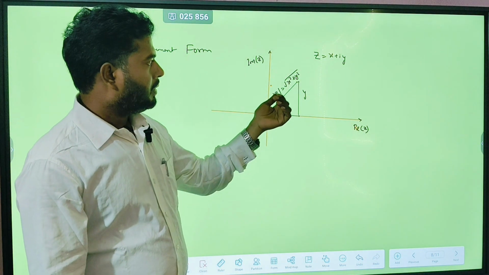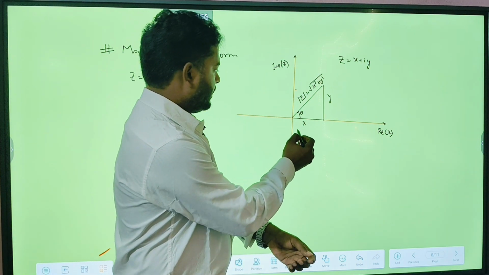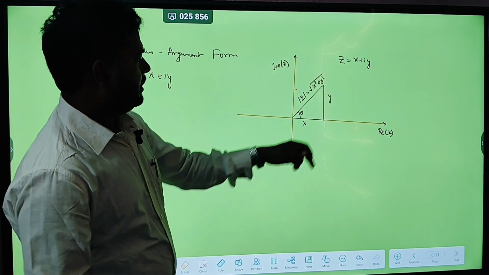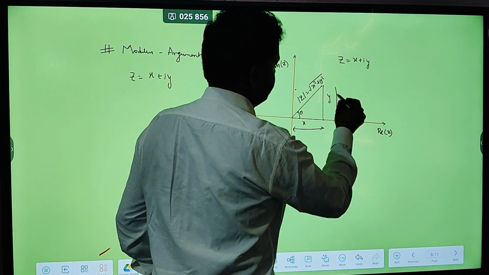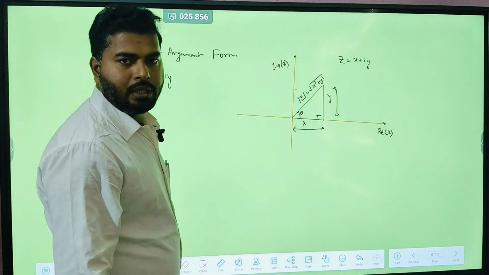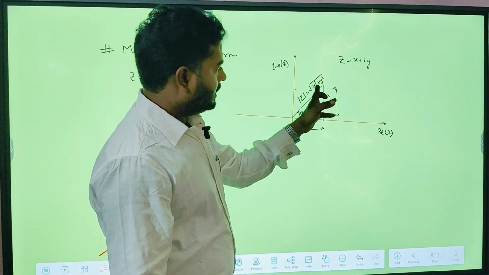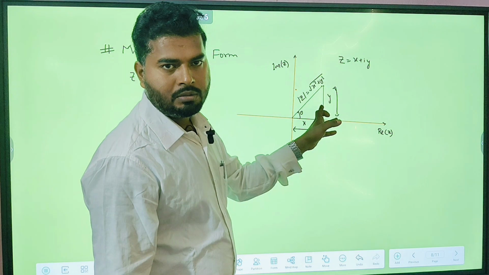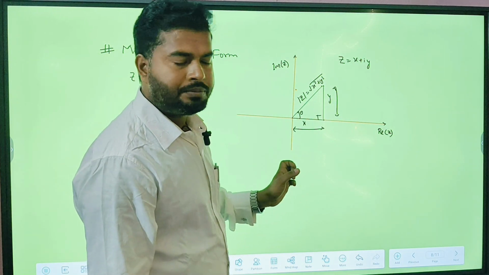So if we plot z equals x plus iota y, this length is going to be x and this length is going to be y. Now see, this is a right angle triangle, right? So by using Pythagoras theorem we can easily say this length, which basically represents the modulus of z, is root under x square plus y square.